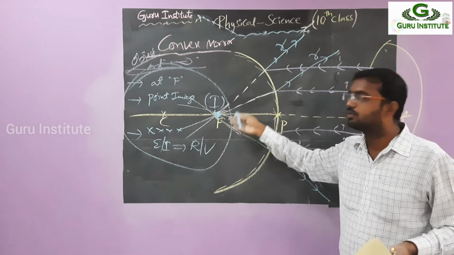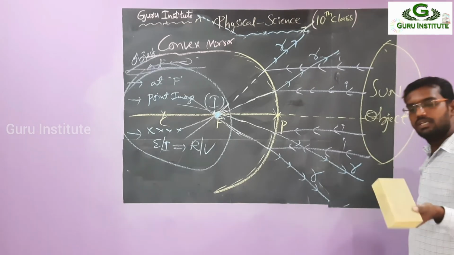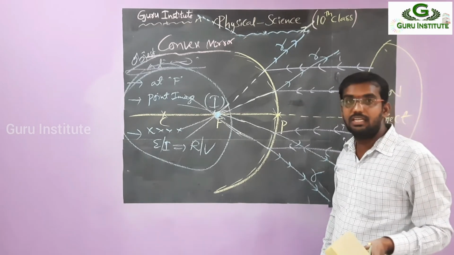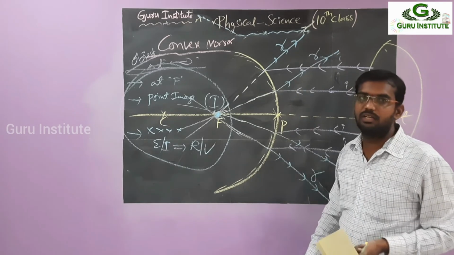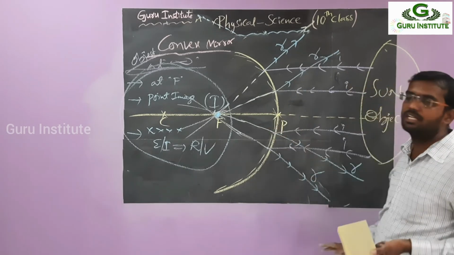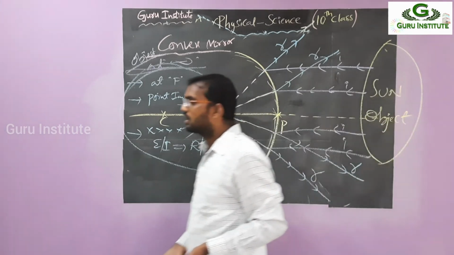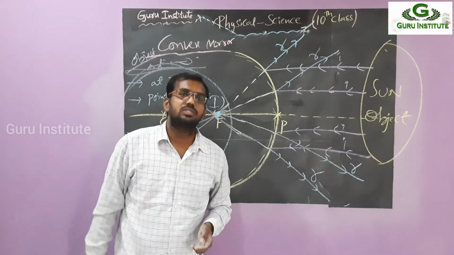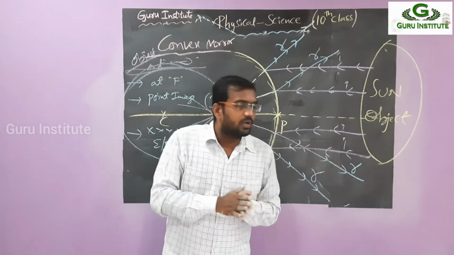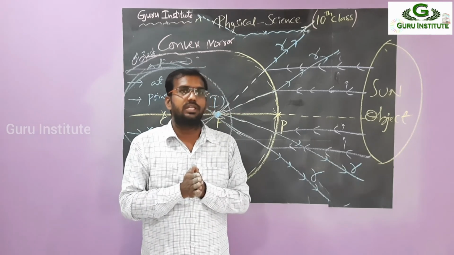The point object gives a point image, also virtual. In the case of concave, the nature is a real image, so we can say it is inverted. But the original answer is that this is a point image, we can't say more. Are you clear? So this is about the total ray diagrams of curved surfaces. Okay children, the topic is over. We have just seen a one-minute quick review.